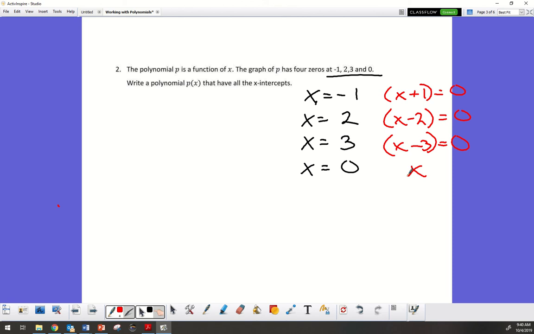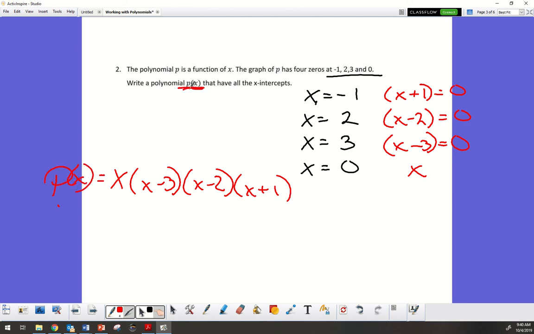Write a polynomial that has all the x-intercepts. So now, what am I going to do with all those? Can we just put them all together? We don't have to distribute. I hope you're not distributing this, because that's going to be a pain. So it's going to be x quantity, x minus 3, x minus 2, x plus 1. And that's my p of x, because that's what it asks for. That's it.